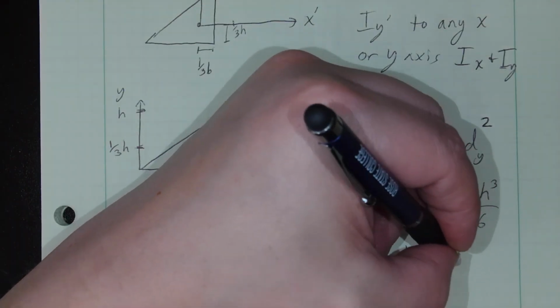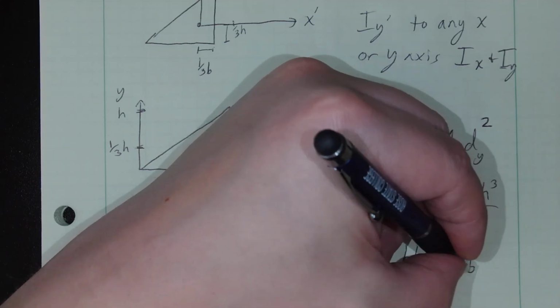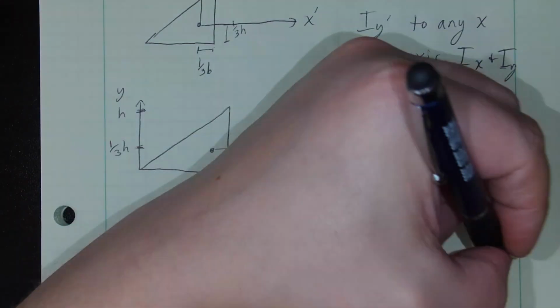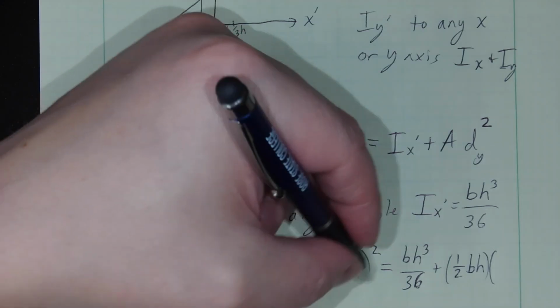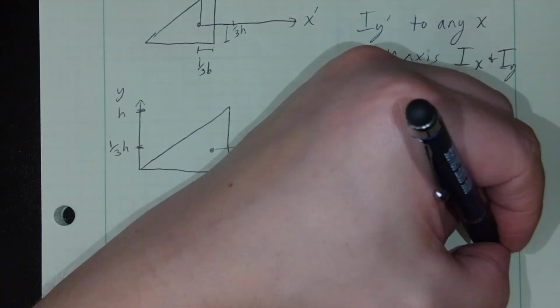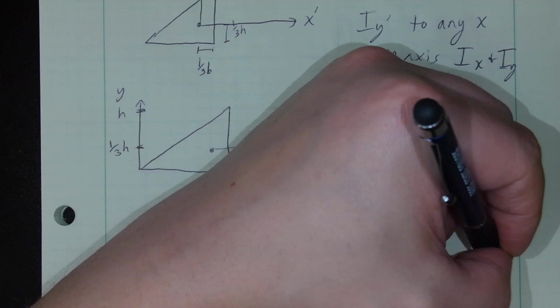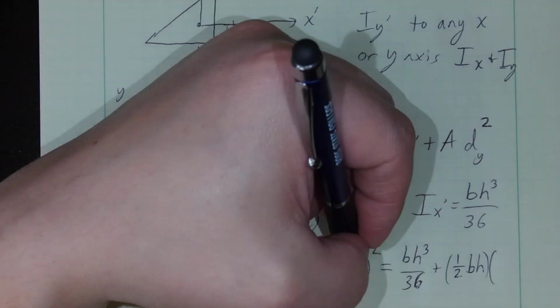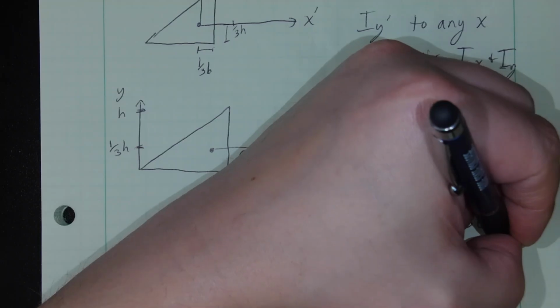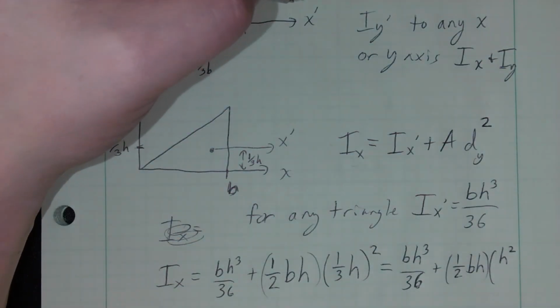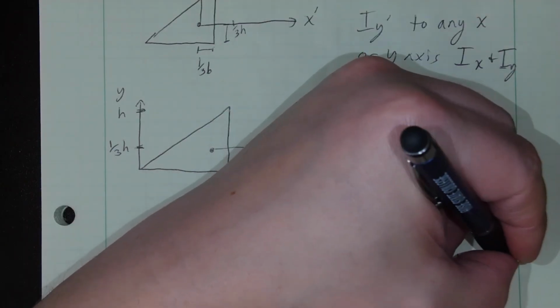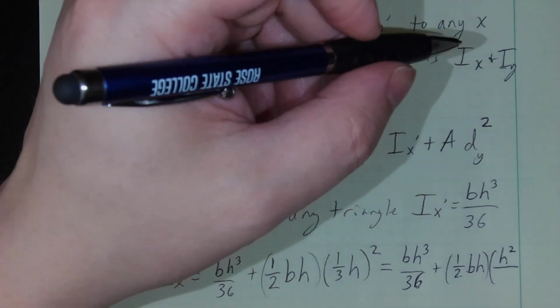So this is going to be, I'm just going to leave 1/2 bh alone for the moment. And we'll go ahead and square this guy. 1 squared is 1, 3 squared is 9, and I'm squaring the h. So I'm just going to write it this way. I'm going to square the h. You can square the 1 also. So it's h squared times 1 squared.